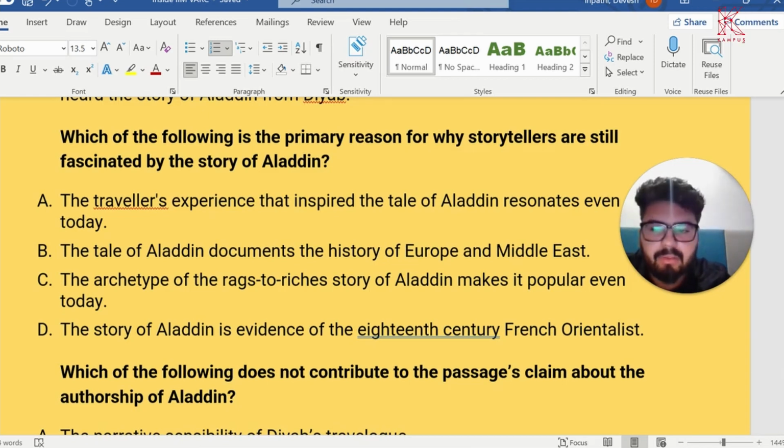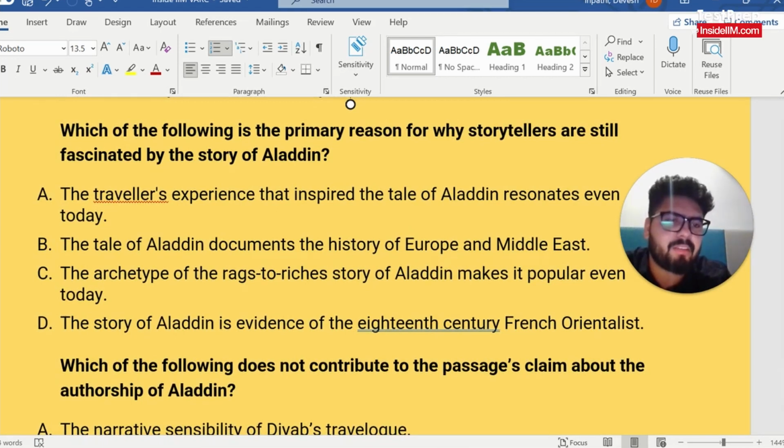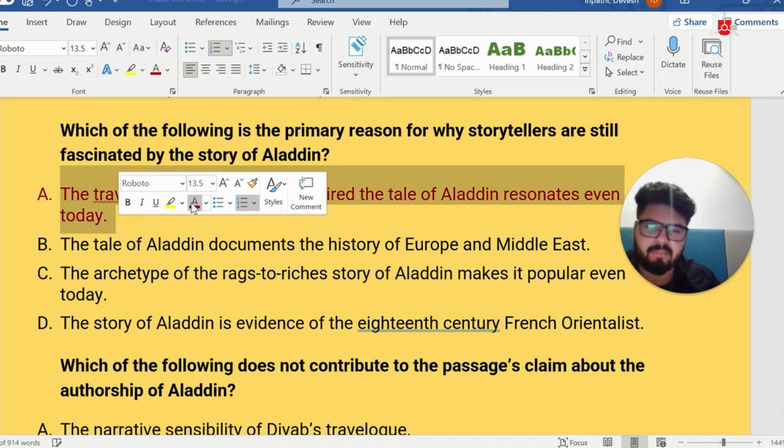B is a semi-truth. The story of Aladdin is evidence of 18th century French Orientalism. What if it is the evidence of 18th century French Orientalism? Why would storytellers then come back and refer to it again and again? Is it the classic of French? Is this the epitome of French Orientalism? We don't know. We have no idea. So we won't go away and mark it like a fool. To mark this option would be suicide. So the only correct option would be this one. This is perfectly fine.